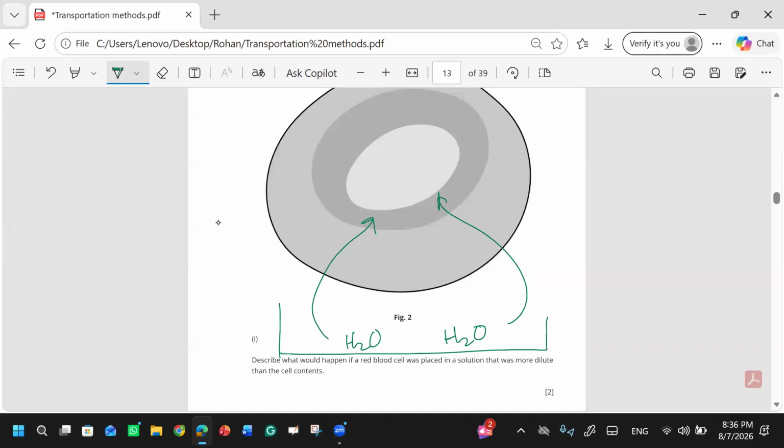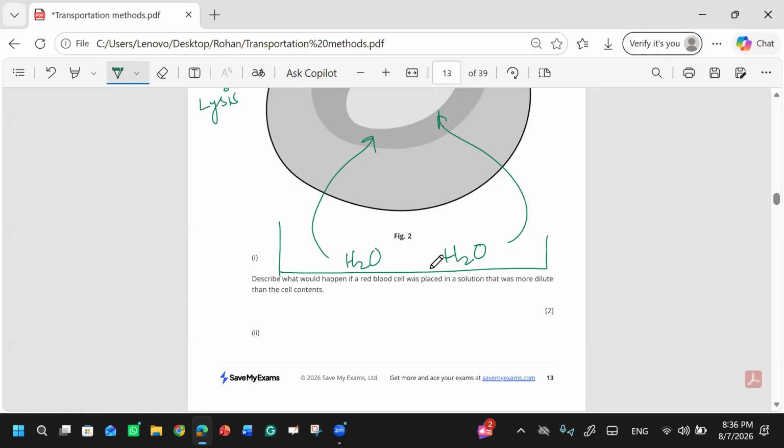If there is more water, it cannot bear the pressure because in the red blood cell, in the animal cell, there is no cell wall. That's why it can't bear the pressure, and it can swell as well as lysis can happen. We can say it can burst. In biology we say lysis can happen. Lysis means the breakdown of the cell.